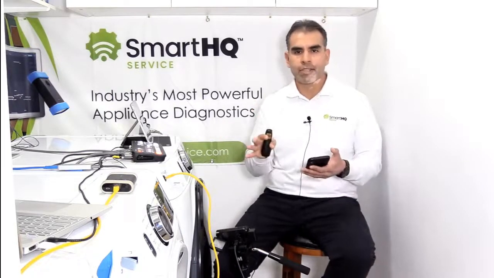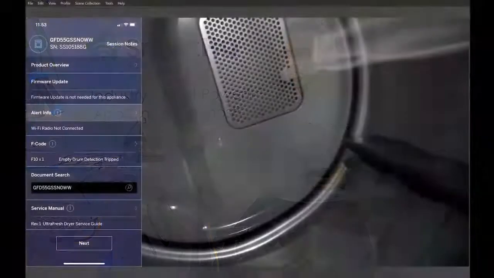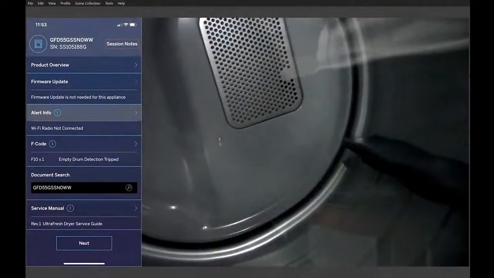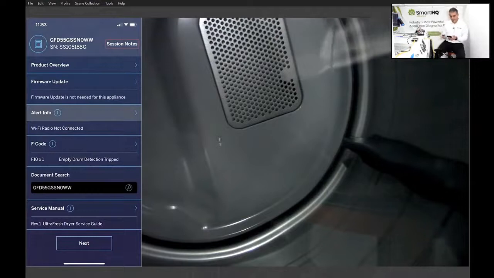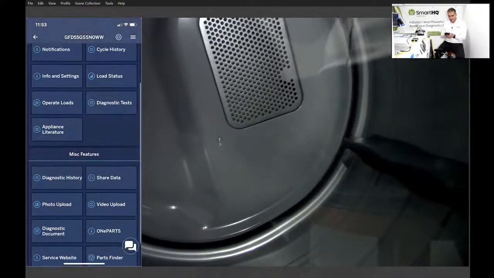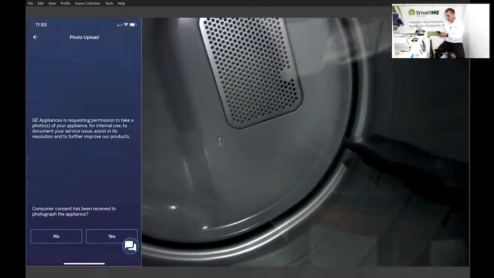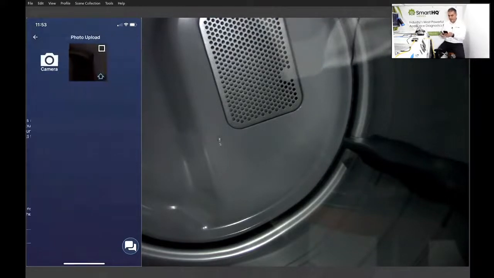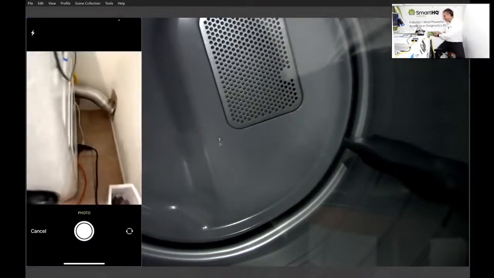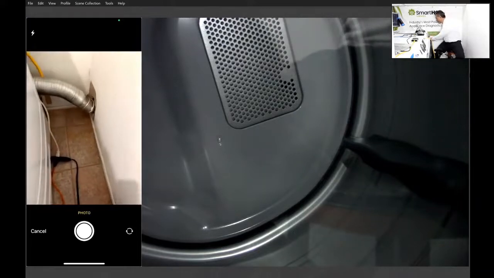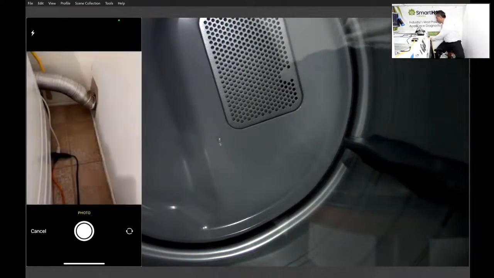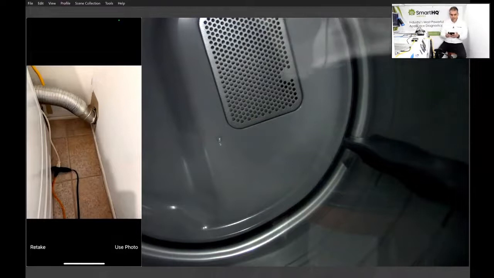So what I'm going to show you right here is a quick demonstration. We're going to do this side-by-side view over here. And I'm just going to go ahead and take a picture using my mobile device. So let's go ahead and take a photo upload. So you can see miscellaneous features, photo upload. I'm going to click that button. And of course, we have to accept permission to take the photo. I'm just going to go ahead and activate my camera and just take a picture of this dryer vent here. Boop, there it is. All right, so I took the picture.